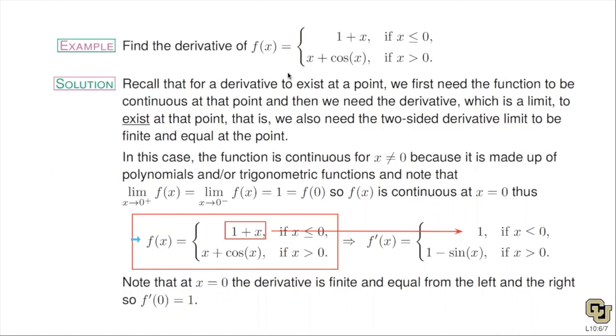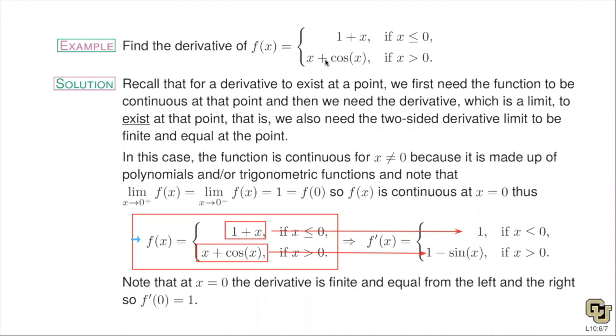Now I take the derivative of the other piece, x plus cosine x. The derivative of x is 1. The derivative of cosine x is minus sine x. And so that's the derivative. And now I have to check about this part. So what do we check? There are 2 things that need to be checked.